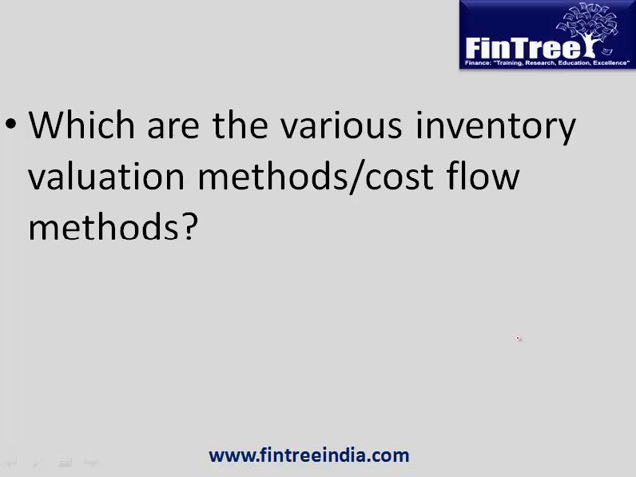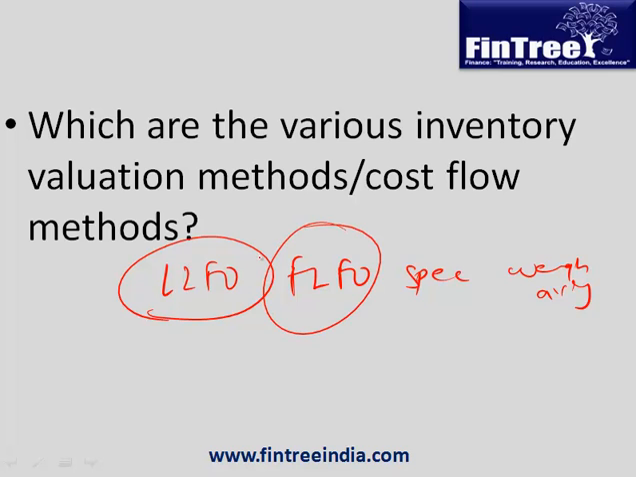LIFO, FIFO, specific identification and weighted average. Last in, first out. First in, first out. You will have to specifically identify what is what, and then of course the weighted average. Okay, do you want to do an example, or may I assume that you are clear with this? Clear?